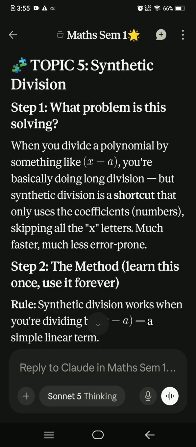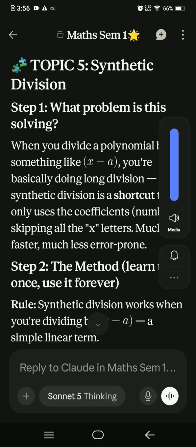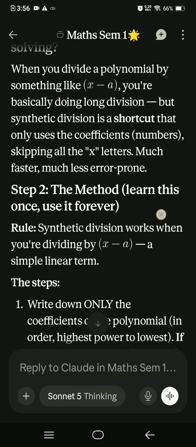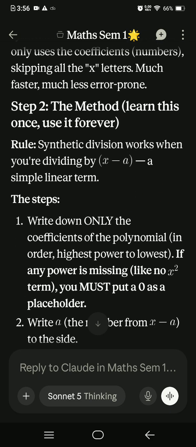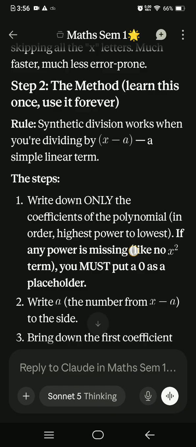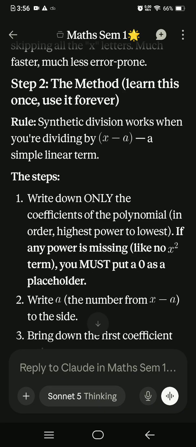When you divide a polynomial by something like x minus a, you're basically doing long division. But synthetic division is a shortcut that uses the coefficients and skips all the x letters, much faster and much less error prone. Step 2, the method. Learn this once and use it forever. The rule is that synthetic division works when you are dividing by a simple linear form, x minus a.